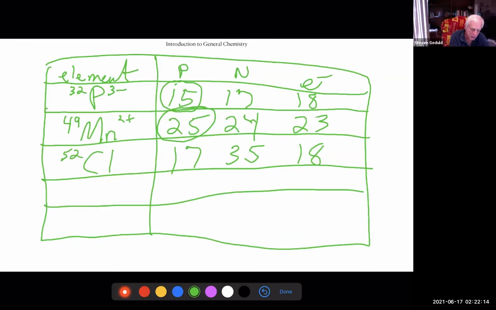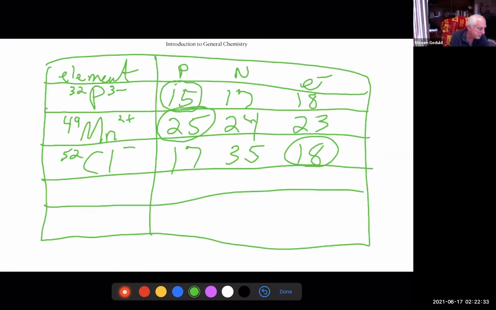And what would be the charge? -1, because you've got one more electron than you do proton. So 52 chlorine -1. Okay. Let's figure out 2 more here.